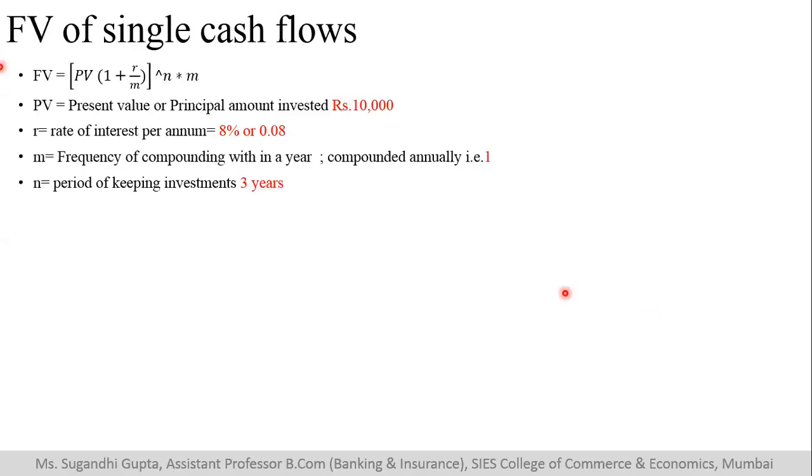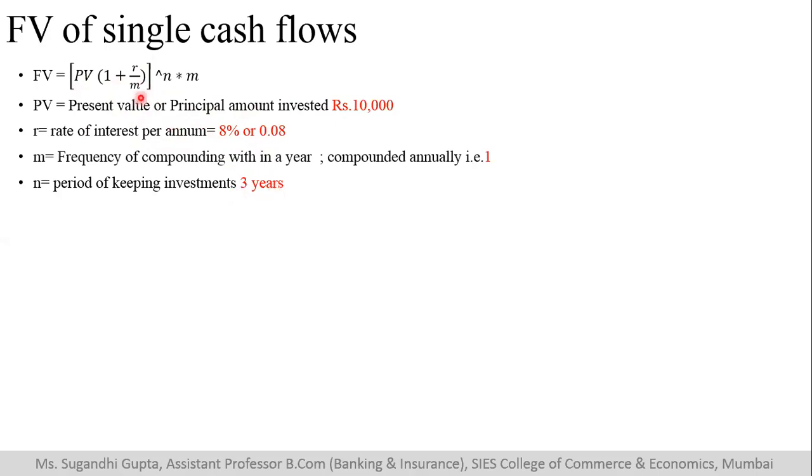This is the formula. So the formula says present value. This is the same compound interest formula that you have studied in maybe financial mathematics or quantitative techniques. Now, this particular present value, we call generally in financial mathematics as principal amount. It is the present value of investment that I'm doing. In my case, it is 10,000. 1 plus R by M. R is the rate of interest per annum. N is the duration for which you are keeping the money.